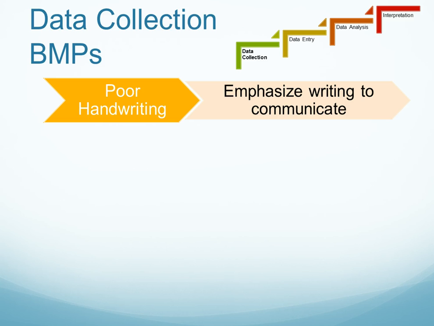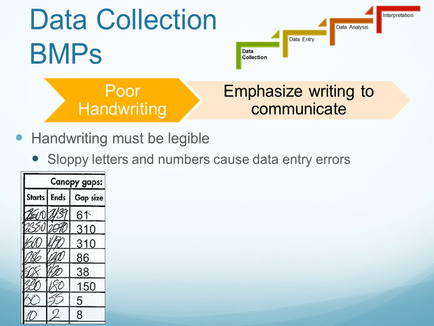Poor handwriting can be addressed by making sure that the recorders know that they are writing to communicate. Handwriting must be legible because sloppy letters and numbers often result in data entry errors. We can see in this example some fairly sloppy numbers, and this is gap information taken on continuous lines, and so then the gap size is calculated based on these numbers.